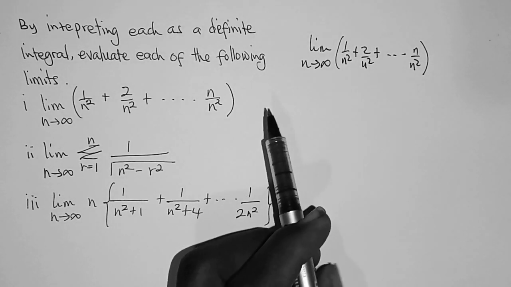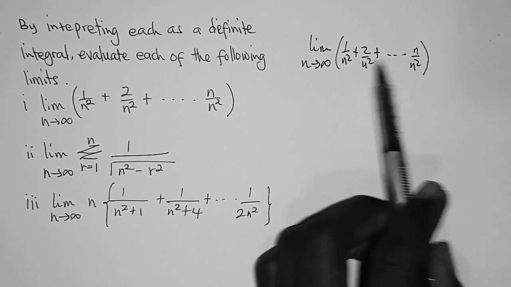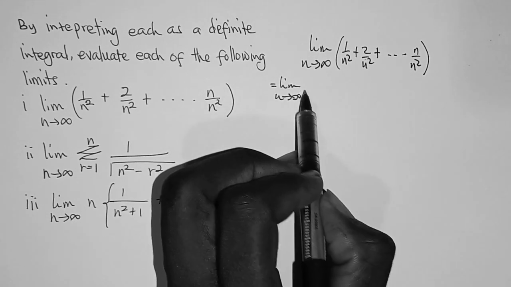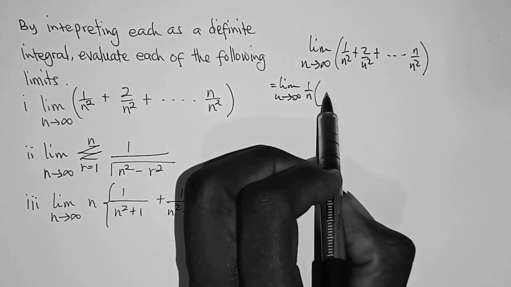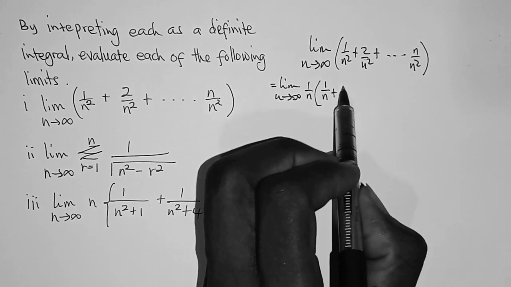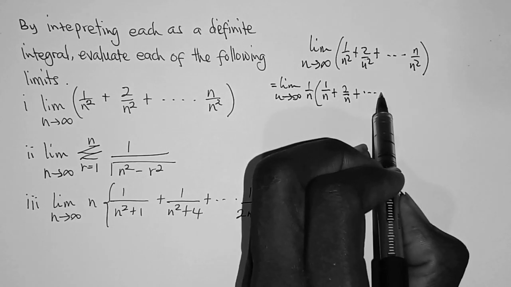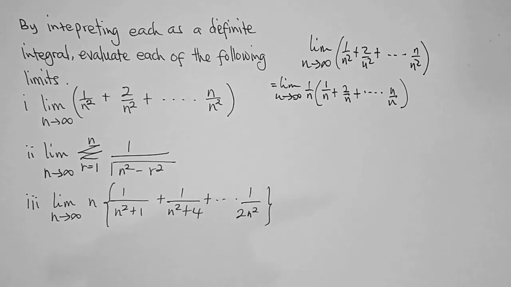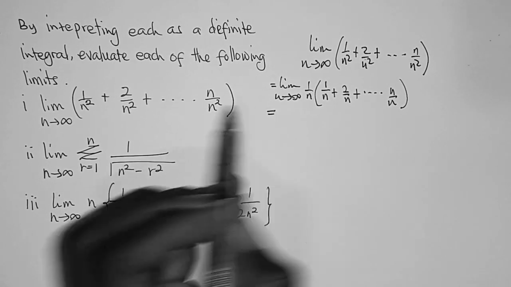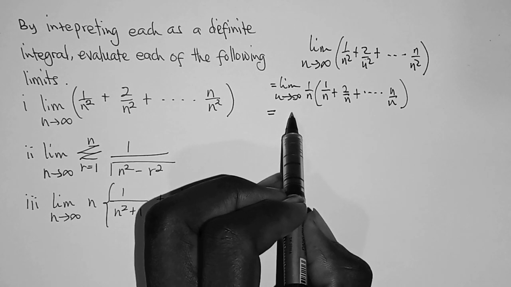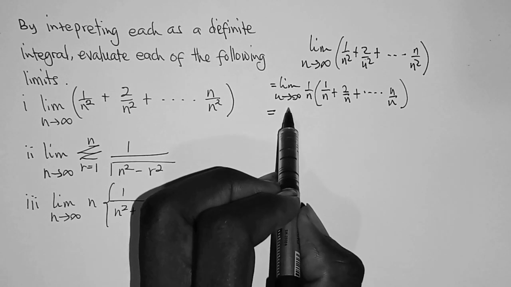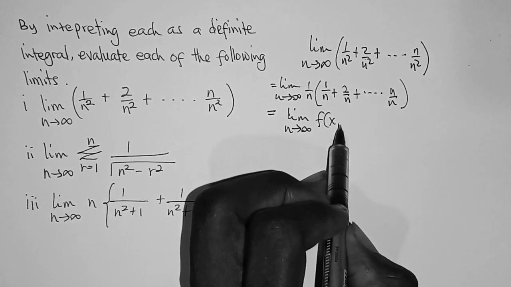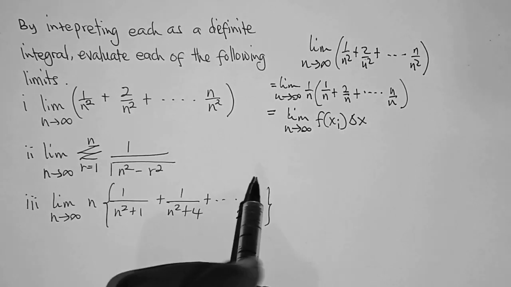So now you can see that, let's factorize 1 over n from this. So this becomes the limit as n approaches infinity of 1 over n times, then this becomes 1 over n plus 2 over n plus all the way to n over n. Now, what does this mean? Remember that we said that the area, which is for the Riemann sums, is the limit as n approaches infinity of f of xi times delta x.